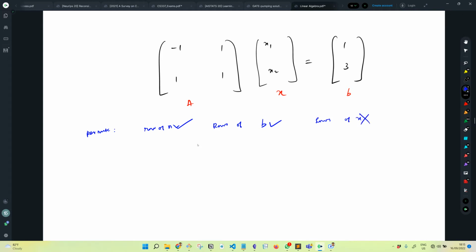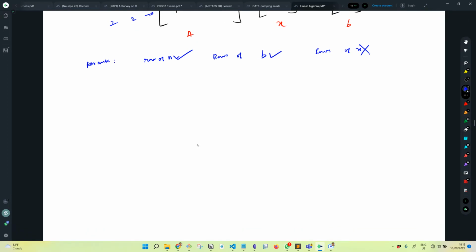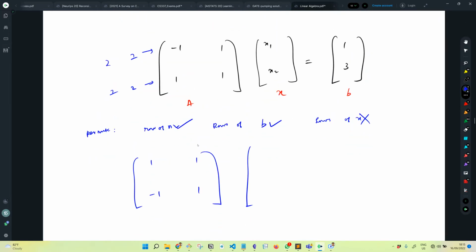Now let's see what will happen if you permute rows of x also. Let's assume the order is 1, 2. That is, you have first row and you have second row here. Now if you permute the rows so that you get the order as 2 comma 1, then matrix A will become [1, 1; -1, 1]. Let's say you permute x. Then x1 will become x2 and x2 will become x1, equals 1, 3. Now do you see what's the problem when I permute x? Can somebody tell me what's the issue here?